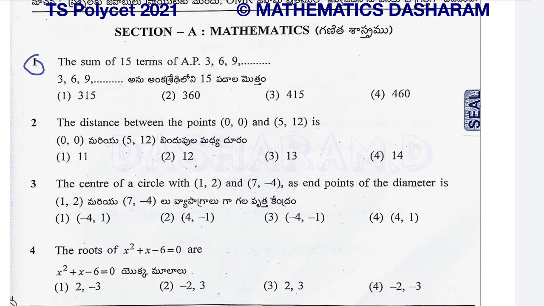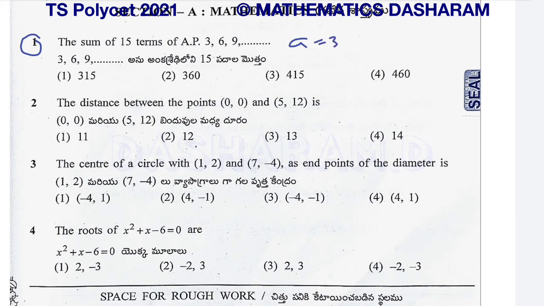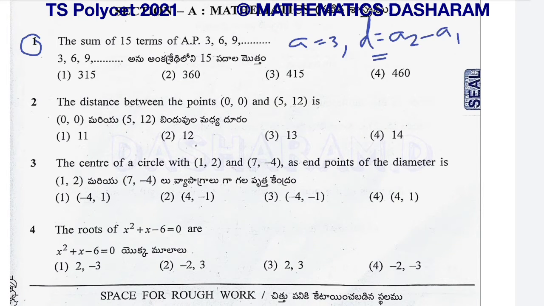First question, the sum of 15 terms of AP 3, 6, 9, and so on. In this, the first term a equal to 3, and common difference d equal to a2 minus a1, so 6 minus 3, so it is equal to 3.